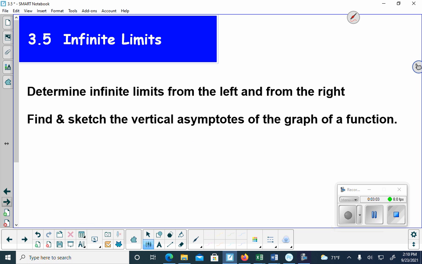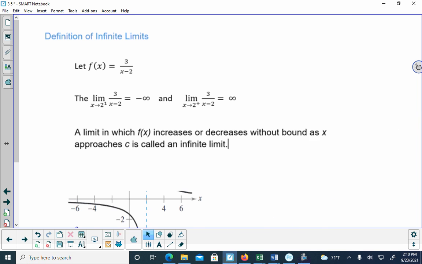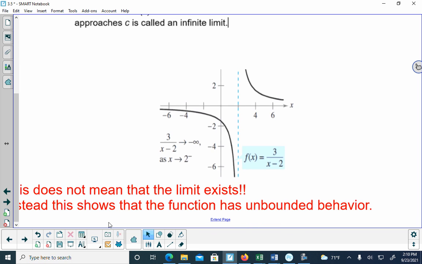Okay, so this one, you determine infinite limits from the left and the right, which we've already done. And if you have a limit that is infinity or negative infinity, that's when your vertical asymptotes are going to occur. That's the definition of a vertical asymptote, actually. So if I'm doing this one and I have the function f of x is equal to 3 over x minus 2, and here is the graph of that for you, right here.